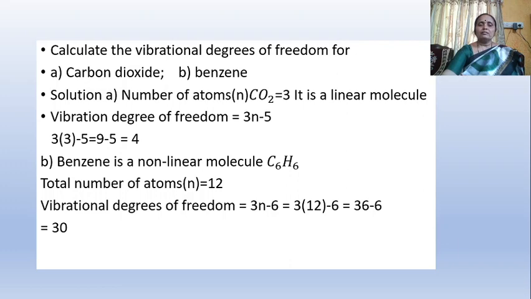In case of benzene, benzene is a non-linear molecule with the formula C6H6. The number of atoms is going to be 12. When I substitute this number of atoms in the expression, the vibrational degree of freedom for a linear molecule is given as 3n minus 5, whereas for a non-linear molecule, it will be given as 3n minus 6. So when I substitute, it will be 3 into 12 minus 6, or 30. The vibrational degree of freedom for benzene is going to be 30.